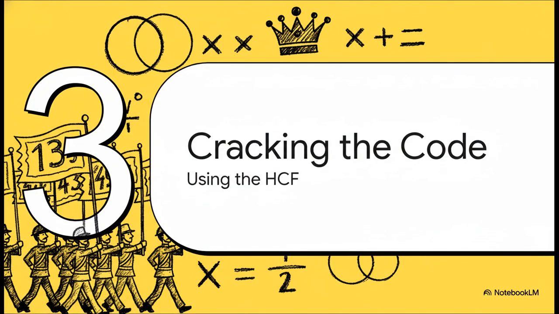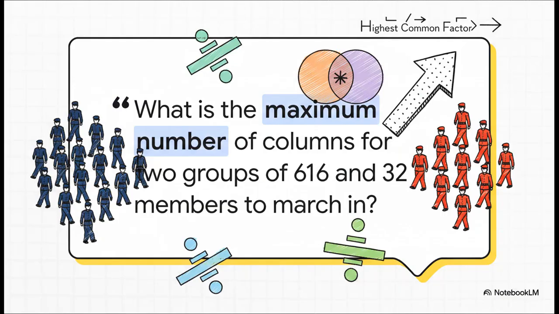Finding the highest common factor is a pretty neat trick, but what is it actually good for in the real world? Well, this is exactly where our military parade marches right back into the picture. So here's the problem. We have two groups of people, one with 616 members and another with 32. They all need to march in the same number of columns. To find the maximum number of columns they can form, we need to find the largest number that divides into both 616 and 32 perfectly. And what do we call that? You got it, the highest common factor.